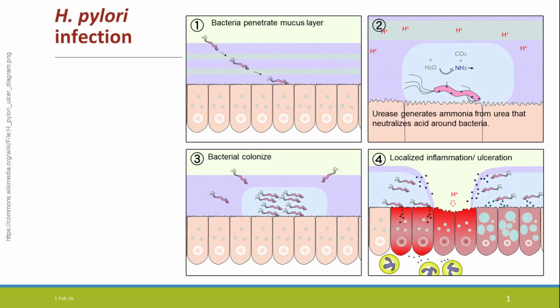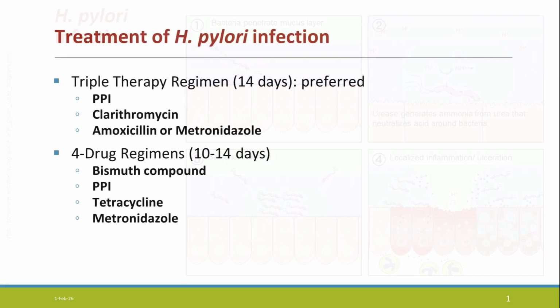This bacterium survives in acid by producing urease. It causes chronic inflammation and ulcer formation. Therefore, acid suppression alone is insufficient, eradication is necessary. Triple therapy combines PPI and antibiotics and is the most common regimen to treat H. pylori infection. Combination is required to prevent resistance. This is an example of pharmacological synergy.